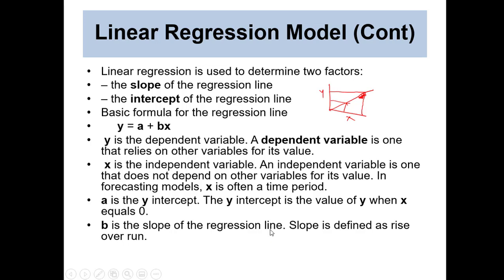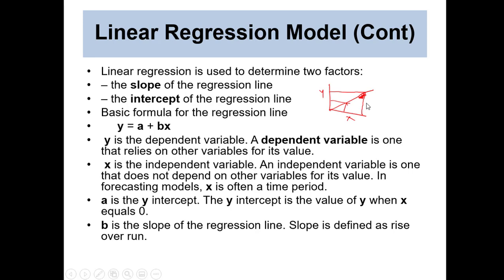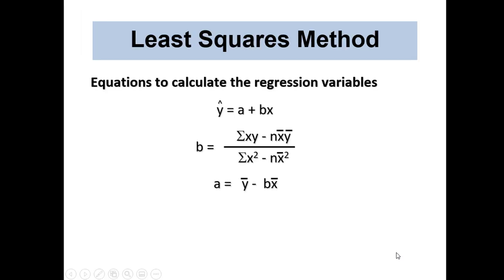B is the slope of the regression line. Slope is defined as the rise over run. So in this example, if you can see, this is the slope. So B is the slope of the regression line. Slope is defined as the rise over run.